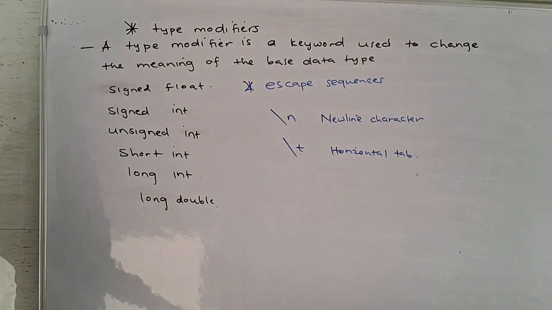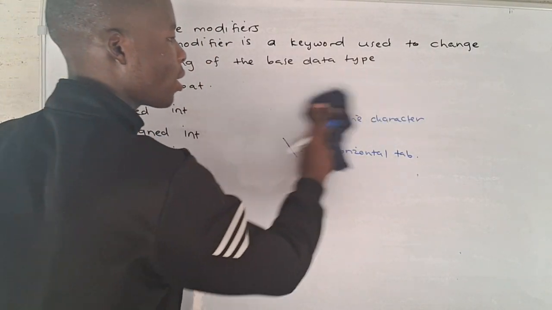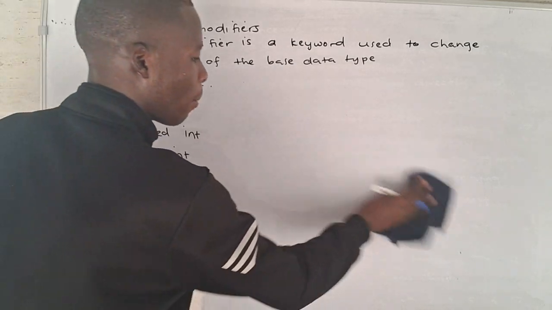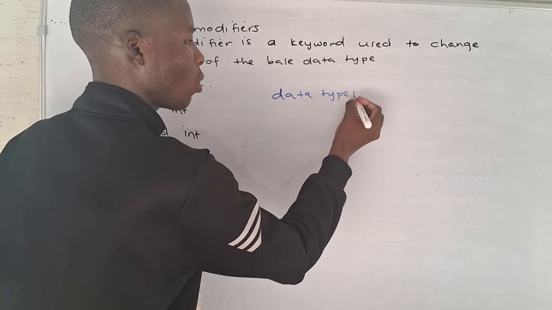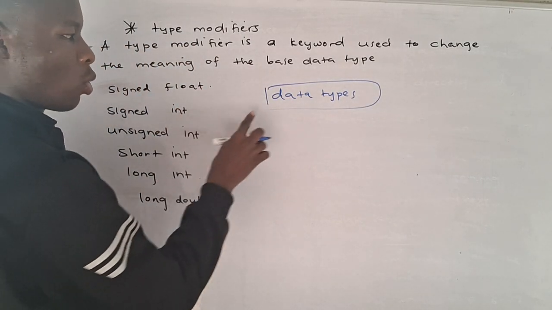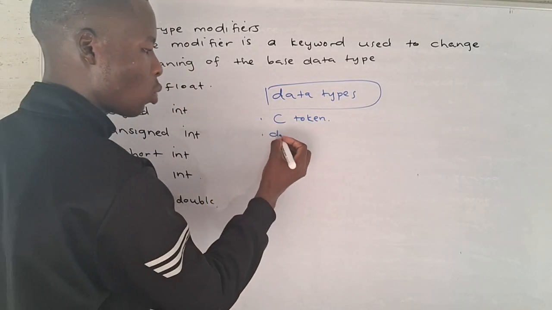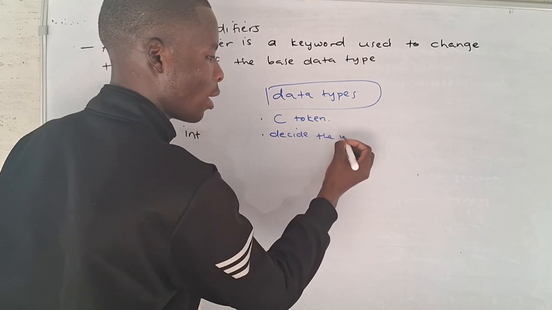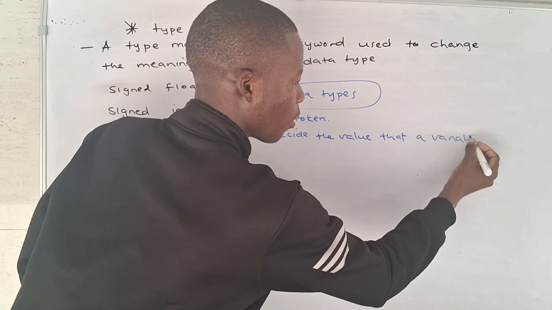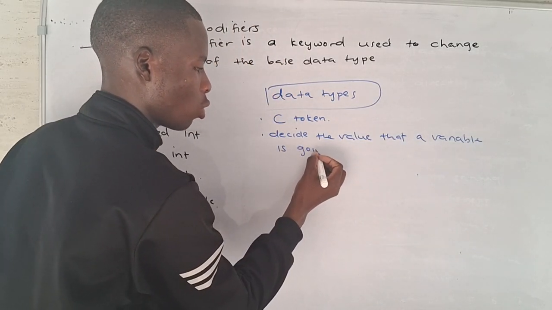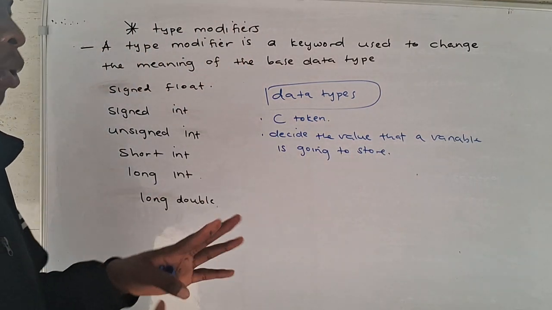So in today's class, we are going to discuss type modifiers. Before we start talking about type modifiers, I am going to take you back to data types. We have what we call data types in C programming. Again, this is a C token. This is going to decide the value that a variable is going to store.